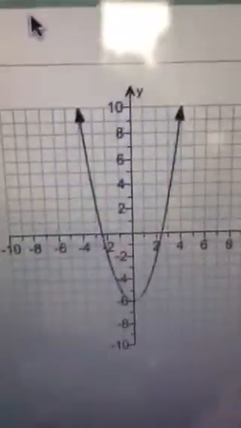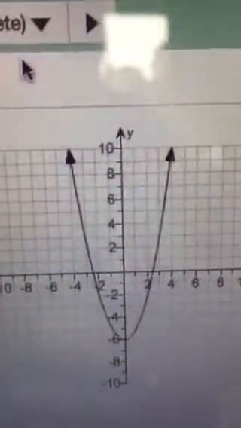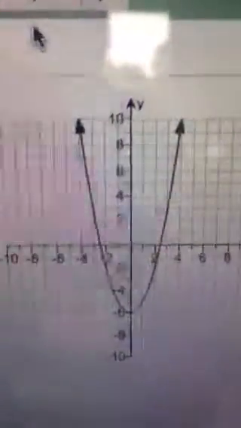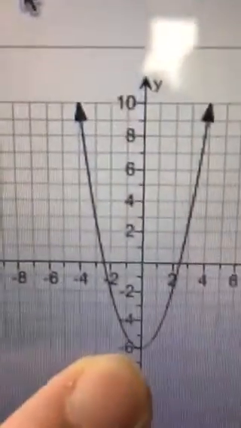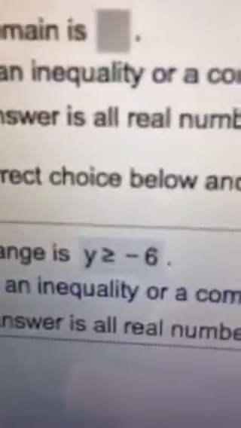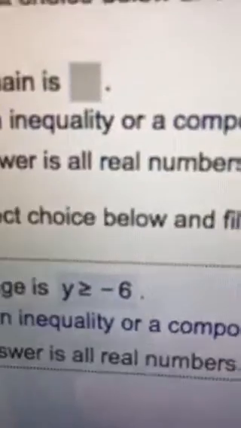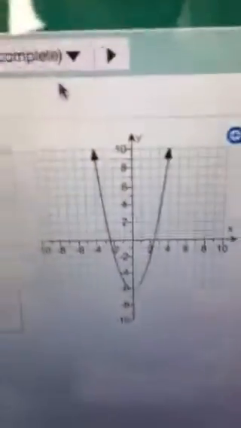But the range would be y is greater than or equal to -6, because notice it starts at -6, including -6. Let's see if I can find it. It starts at -6 and it goes up. So we would write the range as y is greater than or equal to -6. So that's dealing with your domain and range.